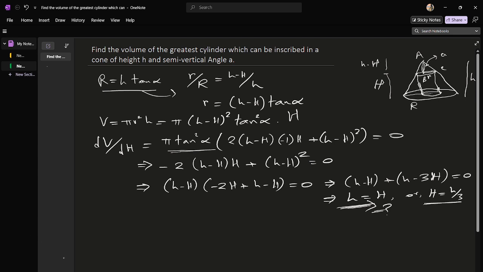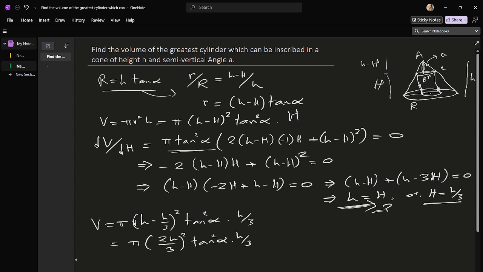Now we are trying to find the maximum value of the volume. Then we are putting H equals h by 3 in our equation. Then we get V equal to pi, there is (h minus h by 3) square, then tan square alpha, then it will be h by 3. So we get pi (2h by 3) square, tan square alpha, then h by 3.